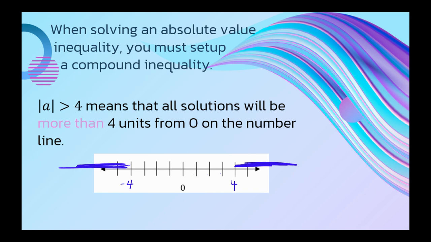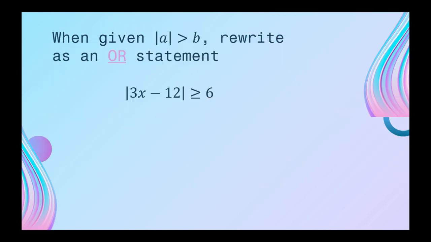Now you've seen this before. This is an or statement. So when we do an absolute value where it's greater than, we're going to rewrite it as an or statement. So this one, for example, we're going to say 3x minus 12 is greater than or equal to 6, or 3x minus 12 is less than or equal to -6. So do you see what I'm doing? Every time I'm changing the positive and negative, and I'm flipping the inequality sign. You have to do both parts there in order to make this valid, okay? And it's an or statement, so I don't have to combine it like I did the compound. And I'm just going to solve each one.